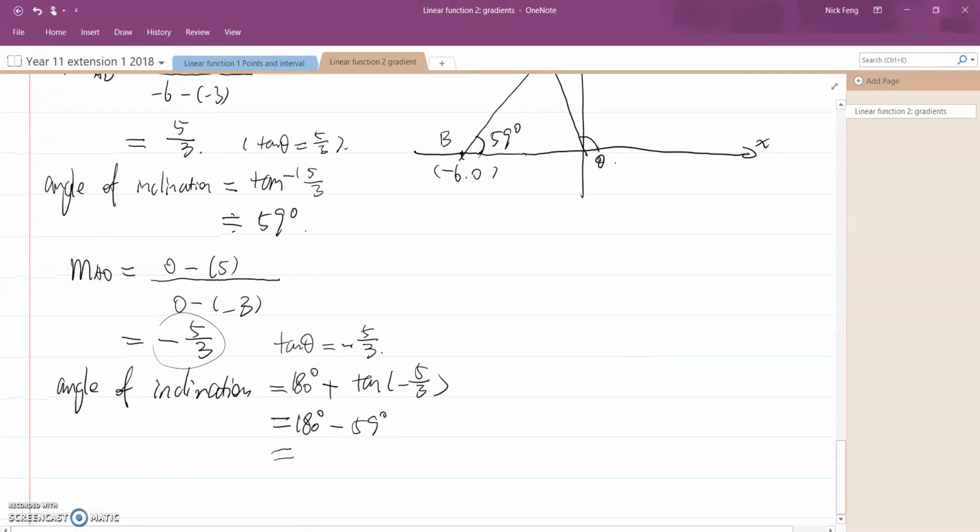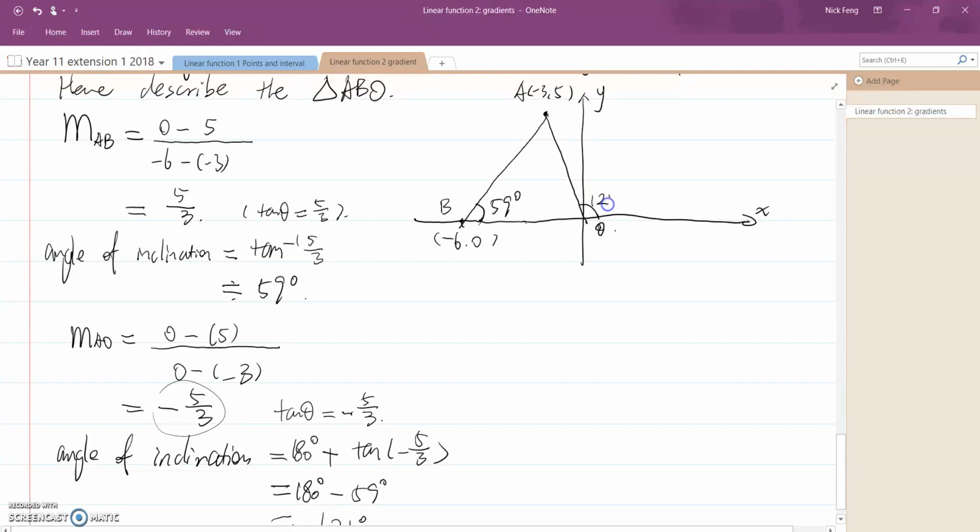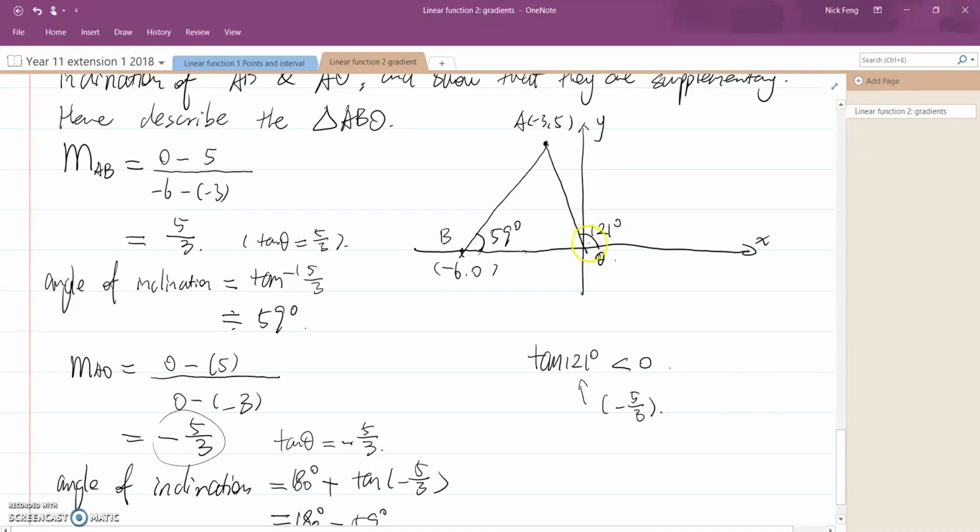So therefore, the angle of inclination is actually 180 degrees minus 59 degrees. That will give you 121 degrees. That means this angle is 121 degrees. Now I repeat it, because 121 is an obtuse angle, in the second quadrant, so the tan value of 121 has to be less than 0, which in this case would be roughly negative 5.3.